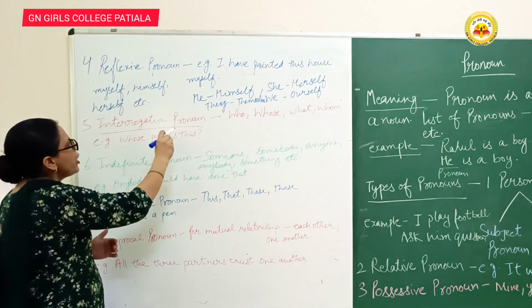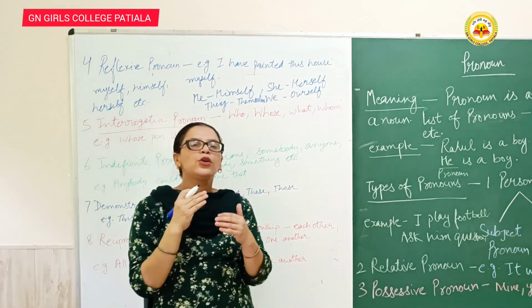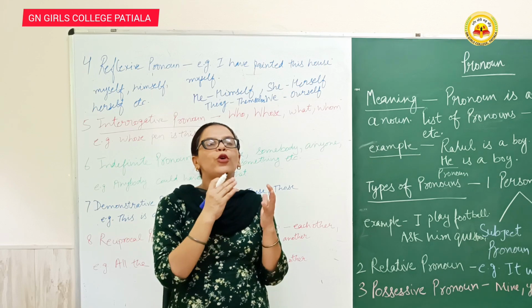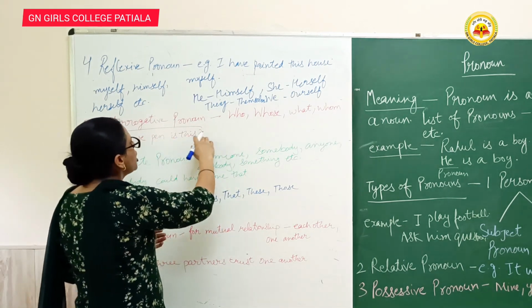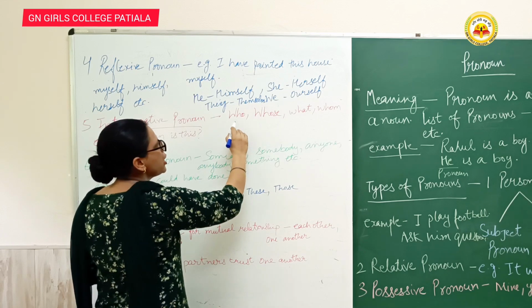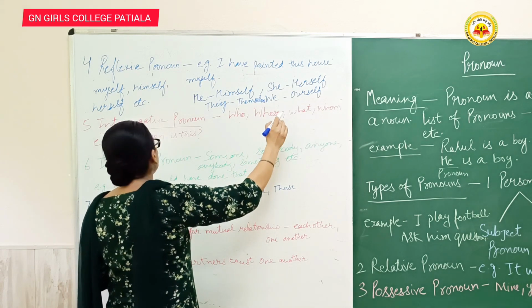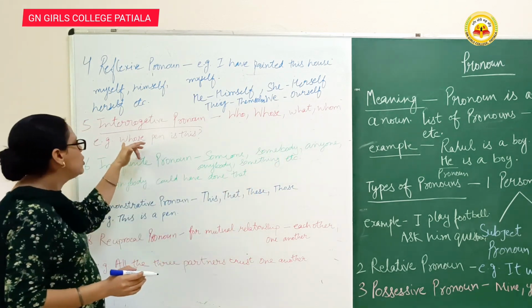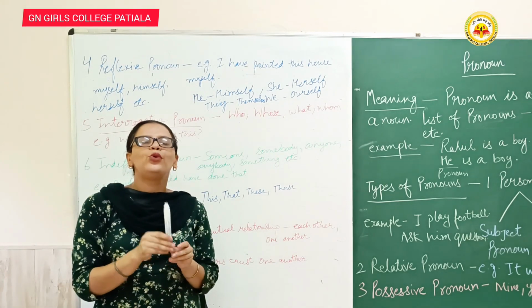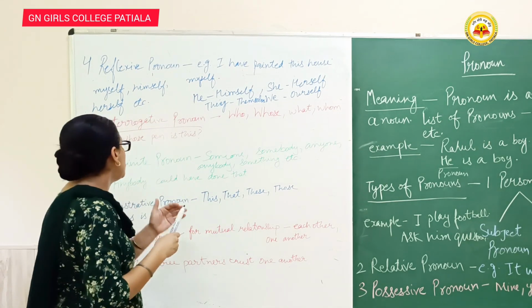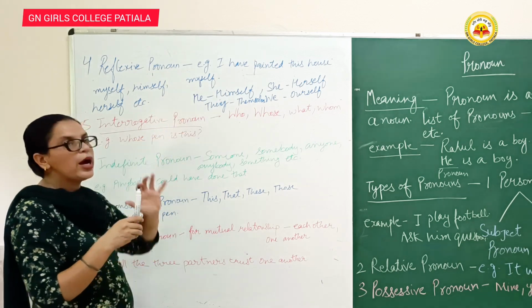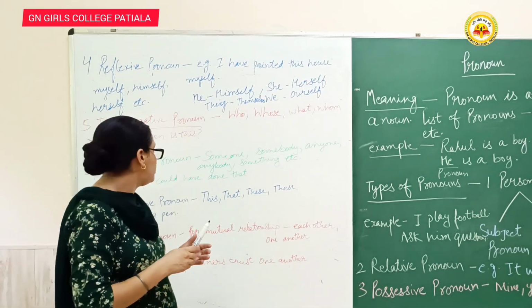Next is the interrogative pronoun. When we use question words for asking a question, they are called interrogative pronouns or question pronouns, like the words who, whose, what, whom. Example: whose pen is this? Whose marker is this? is the example of an interrogative pronoun. I am asking a question here.